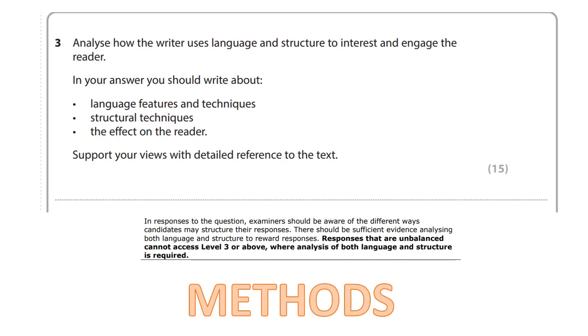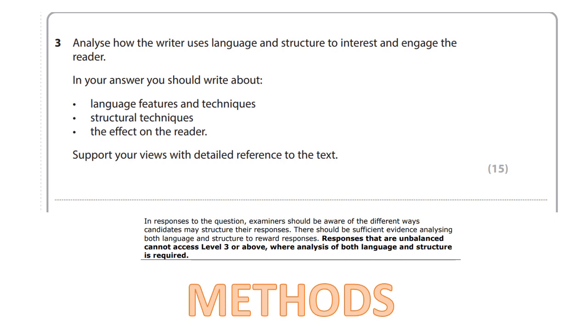So question 3 will always be worded in the same way. It is always going to say to you to analyse how the writer uses language and structure to interest and engage the reader. It will then give you these 3 bullet points. In your answer, you should write about language features and techniques, structural techniques, and the effect on the reader. It will then remind you to support your views with detailed reference to the text. That means that you have to use quotations and analyse them.